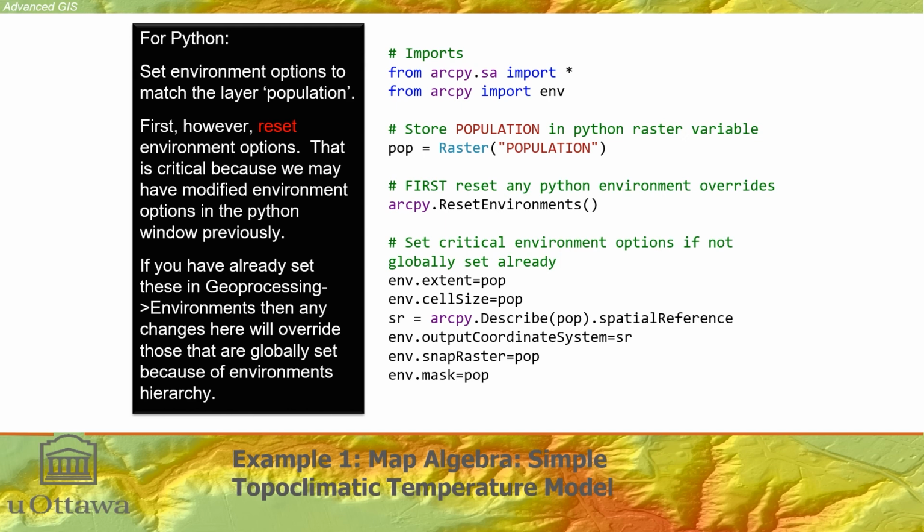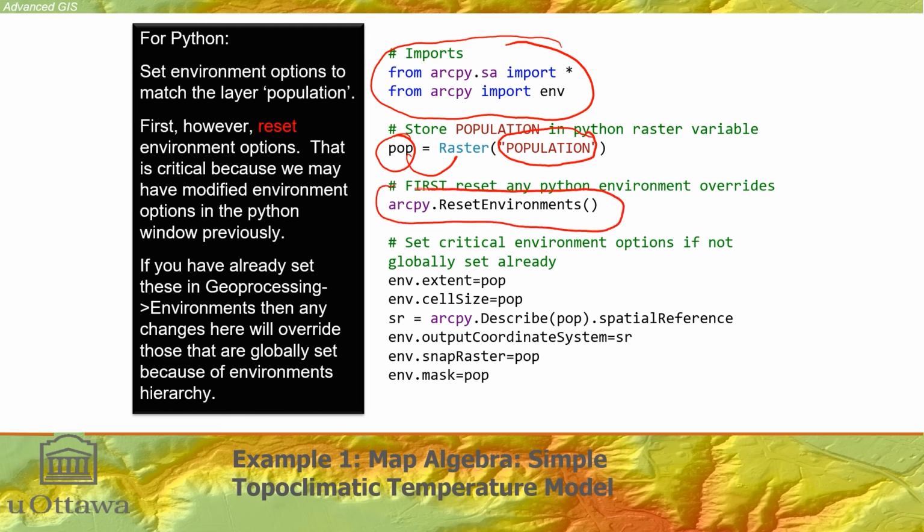For Python, if it's our first time, if you've just opened ArcGIS Pro, you'll have to do your imports. Those are the standard imports I've mentioned a number of times already. And then we'll make a raster variable using the raster function and the population raster layer. Then we reset all the environments in Python. That will remove any previously set environment settings in the Python window.